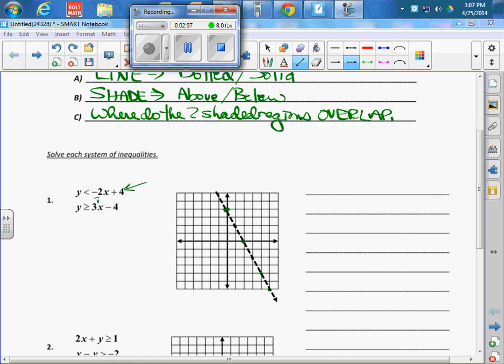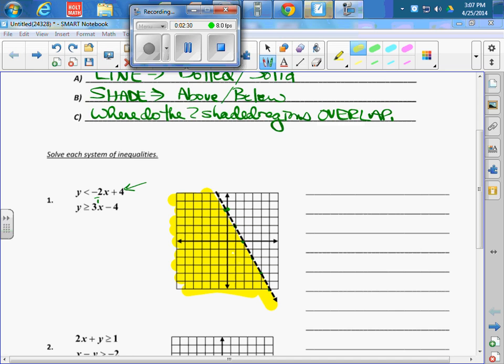And because it says less than, I need to shade underneath the line. So if you put your pencil on the line and either go up from the line or down from the line, we're going to shade the area of the graph that is below the line. So y is less than negative 2x plus 4 looks like this.